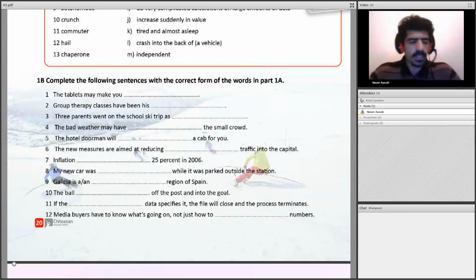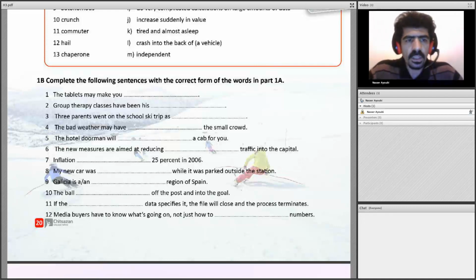Okay, so complete the following sentences with the correct form of the words in part 1A. Number 1. The tablets may make you drowsy. Tablets are the same as pills. Take a tablet. The tablets may make you drowsy.